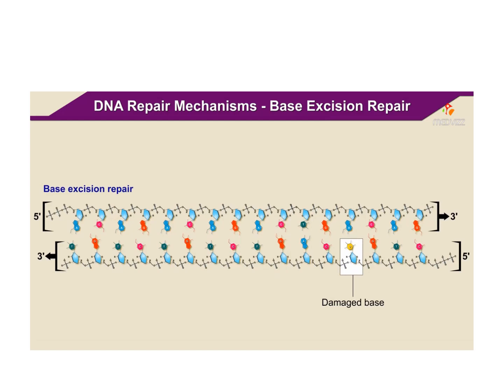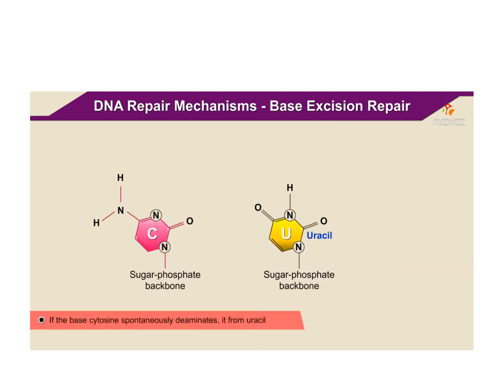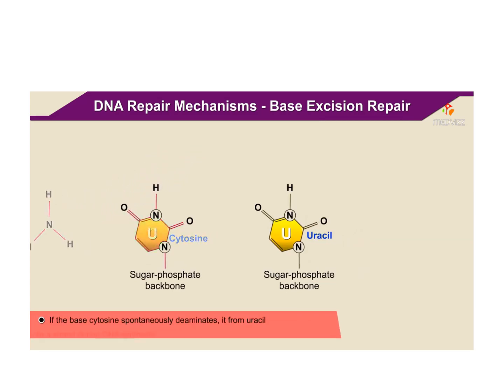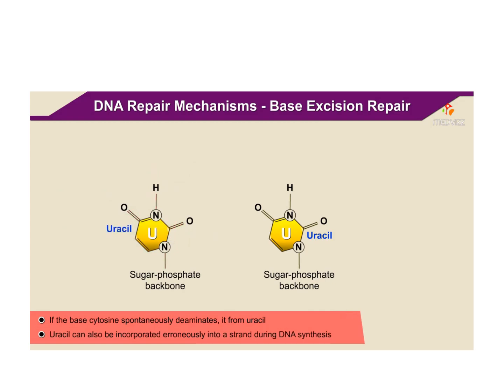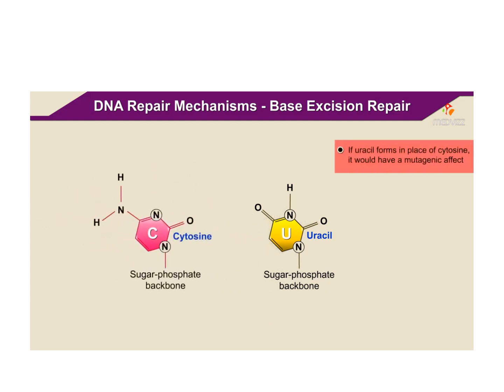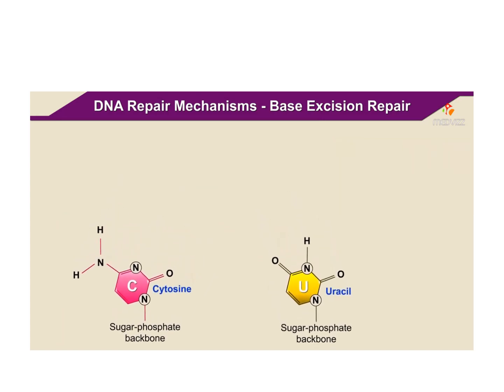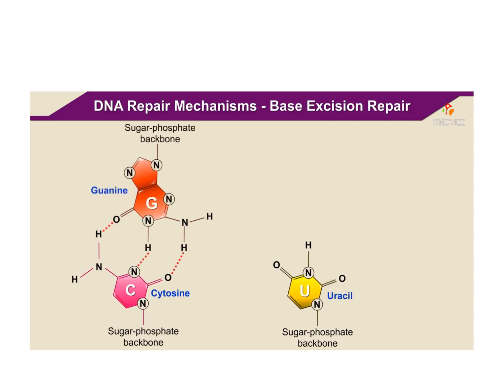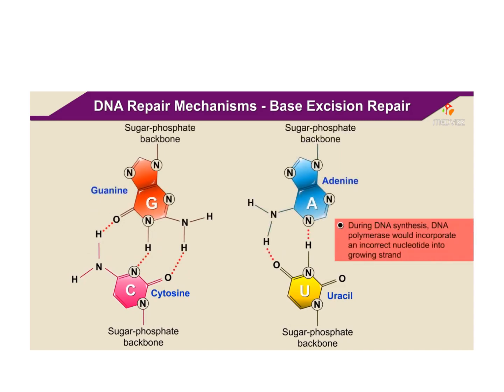For example, certain bases that are not supposed to be in DNA, such as uracil, are removed by base excision repair. If the base cytosine spontaneously deaminates, it forms uracil. Uracil can also be incorporated erroneously into a strand during DNA synthesis. If uracil forms in the place of cytosine, it would have a mutagenic effect. Whereas cytosine forms a base pair with guanine, uracil forms a base pair with adenine. During DNA synthesis, DNA polymerase would incorporate an incorrect nucleotide into the growing strand.